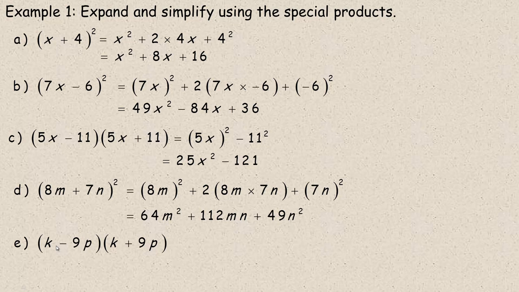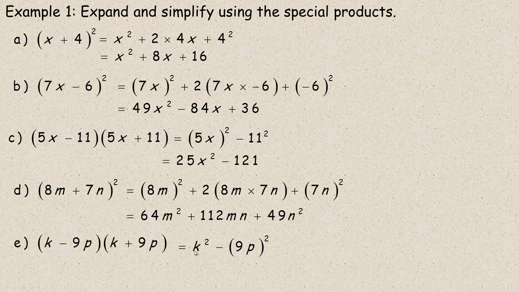Last one, E here on this page. Again, this is kind of like the C one here, multiplying two binomials, but one has a minus in the middle, the other a plus. So see, this product is negative 9pk, and this would be positive 9pk, so they add to 0. So we don't have to worry about the pk terms.